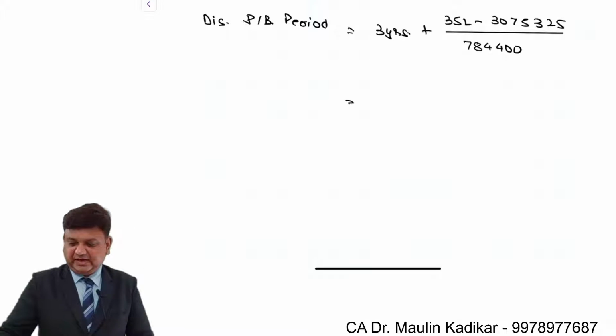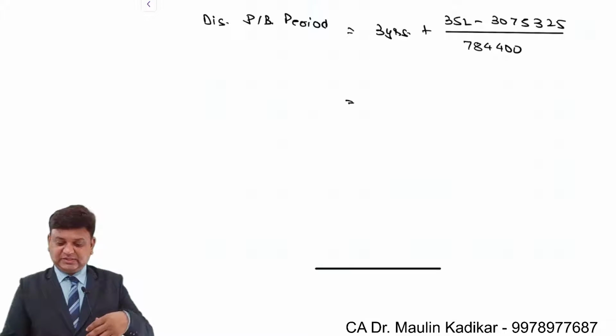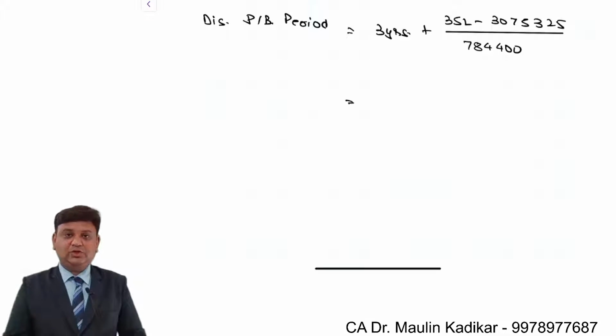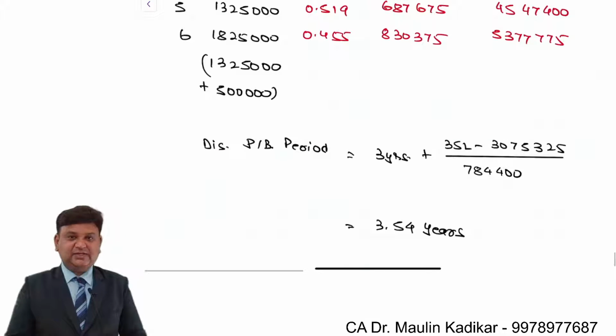So it is 35 lakhs minus 30,75,325, that is 4,24,675 upon 7,84,400. So it is 0.54. So it is 3.54 years. That is the way the discounted payback period can be calculated.